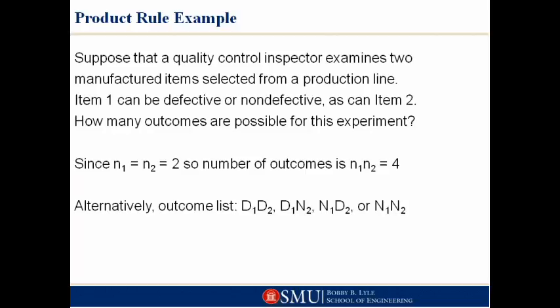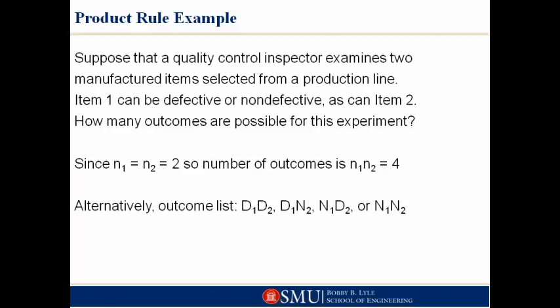Suppose that a quality control inspector examines two manufactured items selected from a production line. Item 1 can be defective or non-defective. Item 2 can too. How many outcomes are possible for this experiment? Since N1, how many different ways can the first item picked be? It can either be defective or non-defective, so N1 is equal to 2. Item 2 gets pulled after item 1. It also can be either defective or non-defective, so N2 is equal to 2.